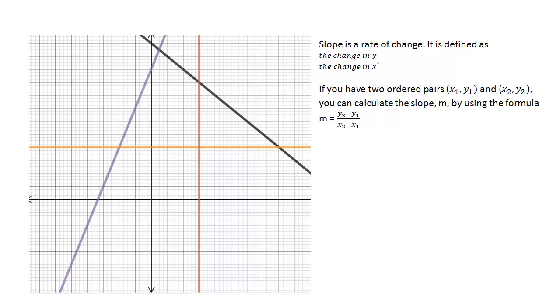So slope is the rate of change, and it is defined as the change in y over the change in x. When you are working with lines, as you follow the line from left to right, if the line is rising, it has a positive slope. If the line is falling as you follow it from left to right, it has a negative slope. Any horizontal line has 0 for the slope, and any vertical line has what's called an undefined slope.